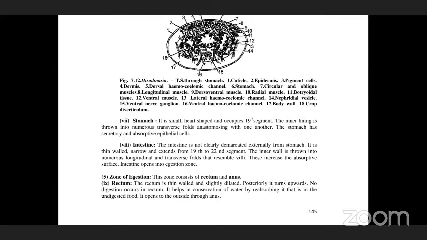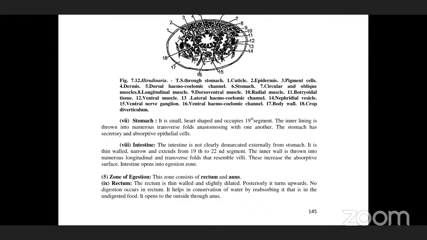Okay, and it is having the secretory and absorptive epithelial cells, and the intestine is not well demarked from the stomach, but extends from 19th to 22nd segment. And the inner wall is thrown into numerous longitudinal and transverse folds, which are like villi. So you might have studied in some animals, small projections will be seen, which is called villi.